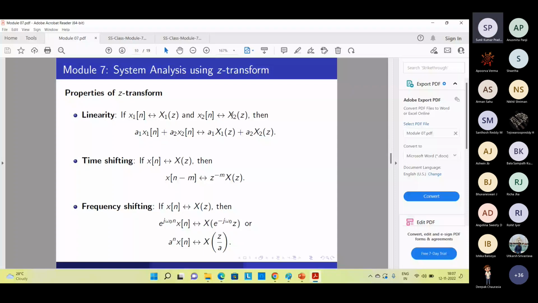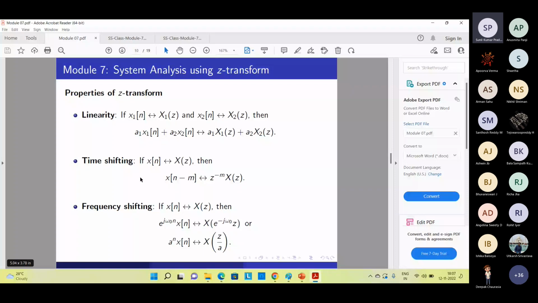Then another property is called the time shifting property. Let's say x[n] has Z transform X(z). Then using the time shifting property, if this discrete time signal is shifted by m units, x[n minus m] will have Z transform z to the power minus m times X(z).